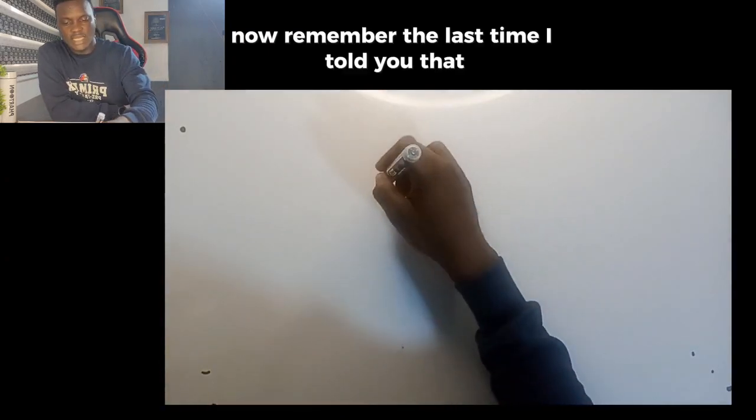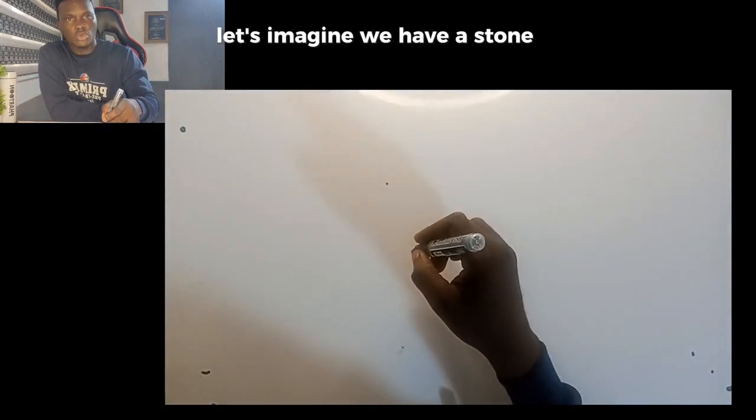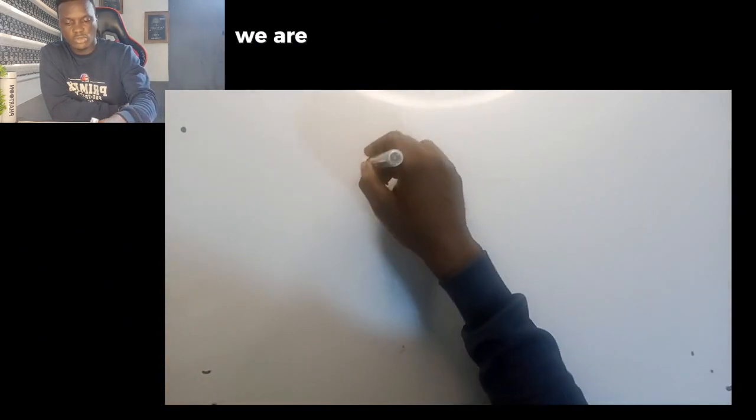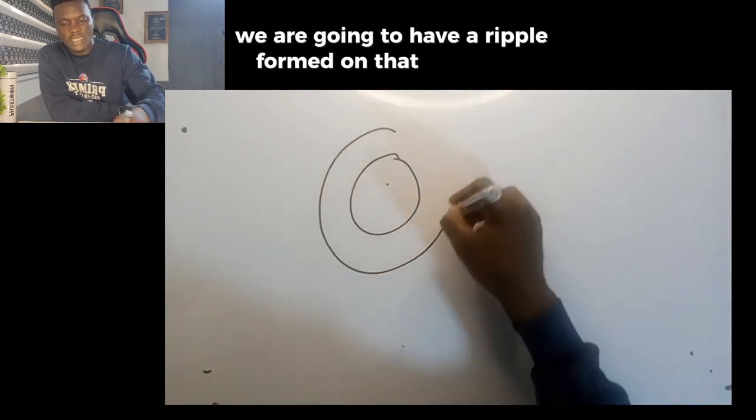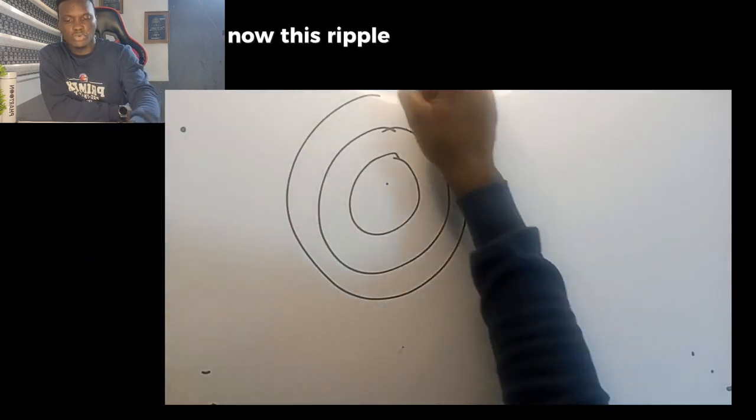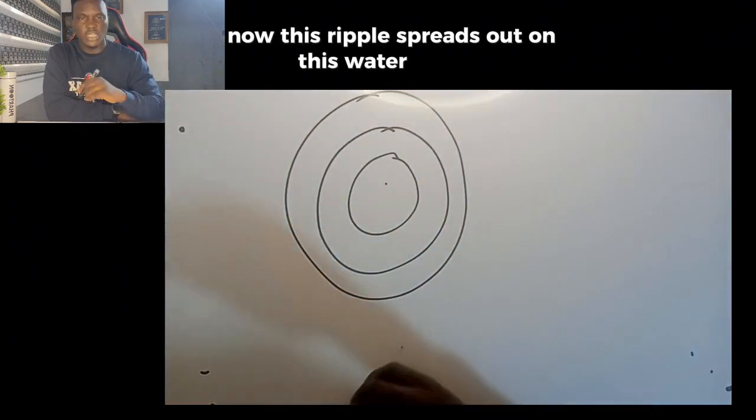So the first term we'll be looking at is called the wavefront. The wavefront is an imaginary line on an advancing wave where the particles of the medium experience the same disturbance. Now, remember the last time I told you, let's imagine we have a stone on still water. We're going to have a ripple formed on that still water. Now, this ripple spreads out on the water surface.